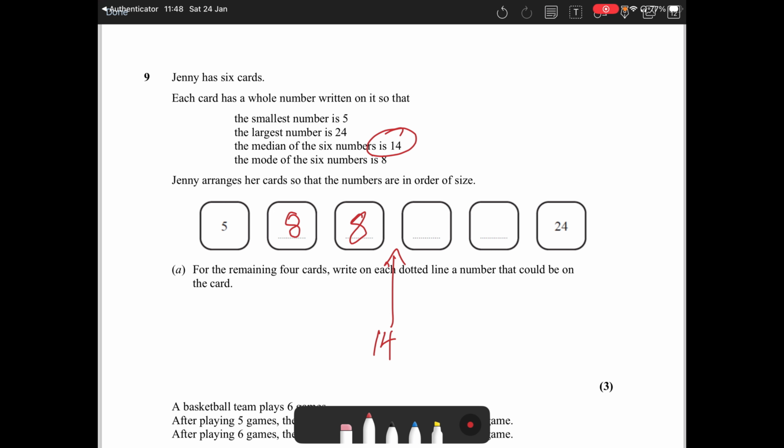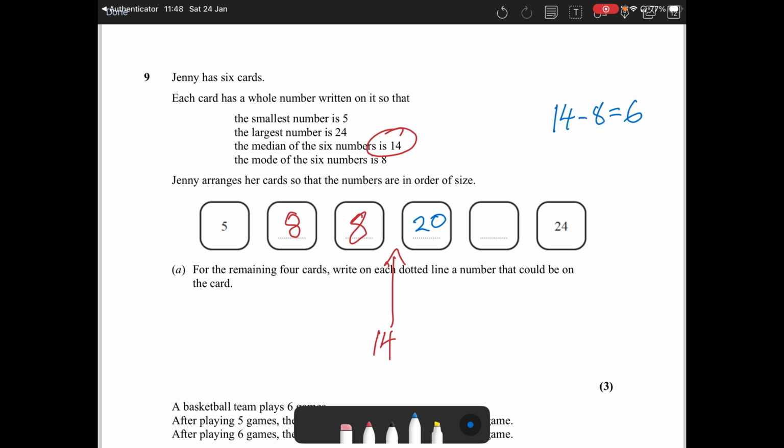Now, 14 being the middle number of 8 and another number. So think about midpoint in reverse. 14 is halfway between 8 and what other number? I mean, there's 2 ways you can work it out. You can say, right, 14 take away 8 is 6. So clearly, if 14's in the middle, the next number along has to be 6 higher than that, which would make that 20, because 14 has to be the median.